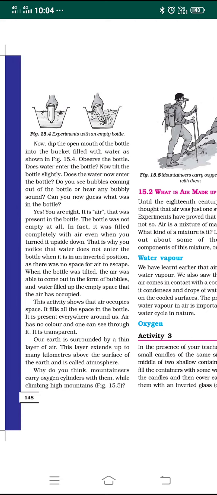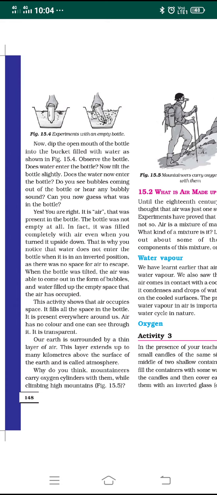Our earth is surrounded by a thin layer of air. This is very, very important, all of you remember here. Our earth is surrounded by a thin layer of air. This layer extends up to many kilometers in the upper area, above the surface of the earth, up to about 400 kilometers.